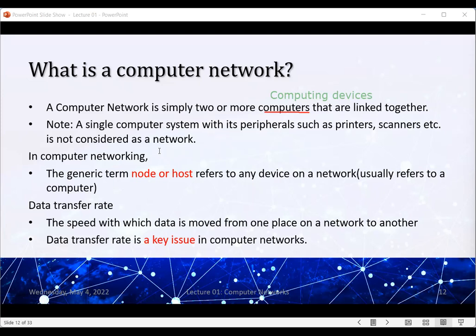So can we consider the printer as a computing device? Printer. No, because it only flow the data only from one direction. If it is a computing device, it should be able to communicate with another device using the full duplex way, right?